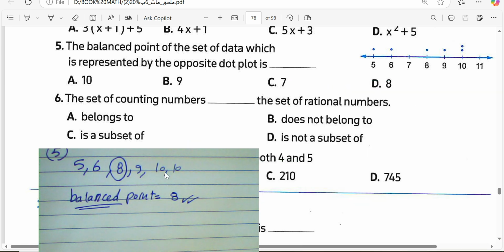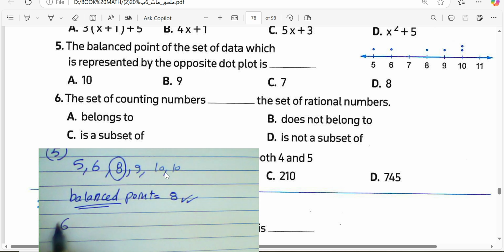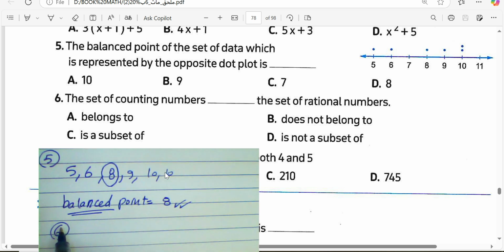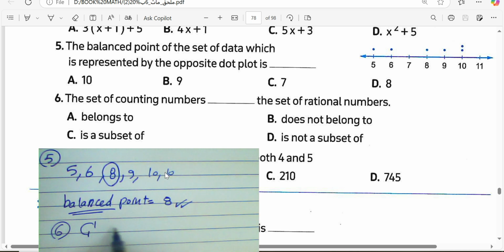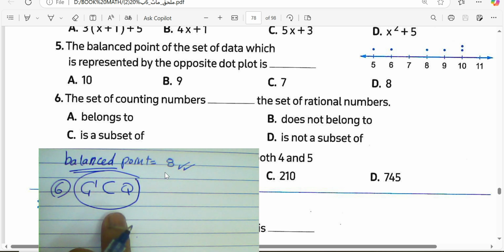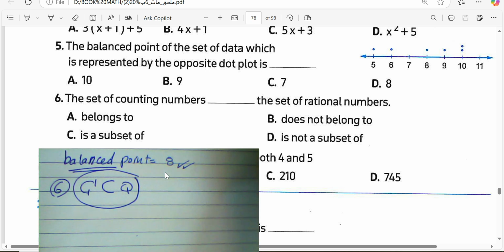Next question, number 6. Is the set of counting numbers a subset of the rational numbers or not? Okay, it will be a subset. Counting numbers are a subset of rational numbers. Choose letter C.